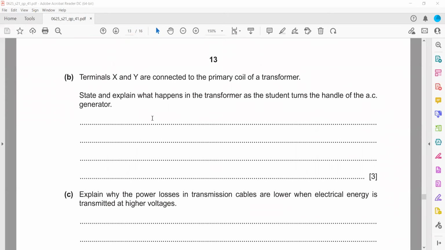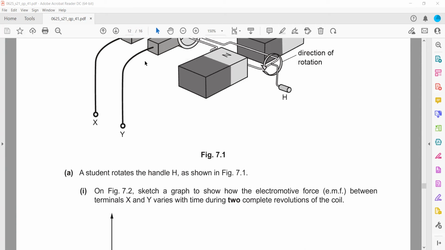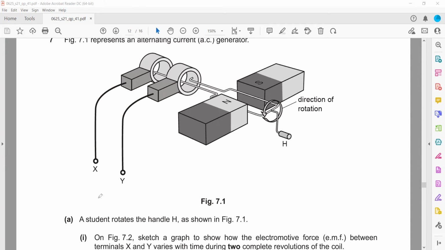The terminals X and Y are connected to a primary coil. In this question, most of the students did wrong. Basically, the terminals X and Y are connected to a primary coil of a transformer. So you have to explain the working of a transformer. Like here between X and Y, we have a transformer. So how does the transformer work?